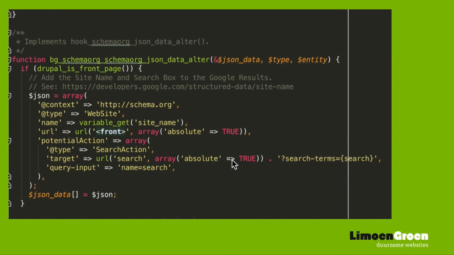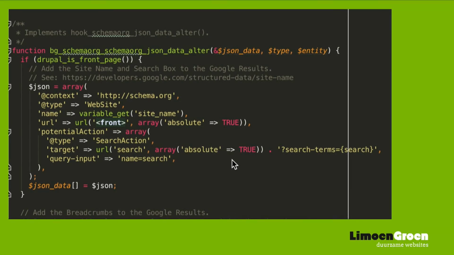I also tell Google this is my search box. My search results can be found on this URL, which is called a potential search action. And Google is using this information to display a search box under the name of your website on your homepage. So you can basically search the content of your website using a search box right from the Google search results.